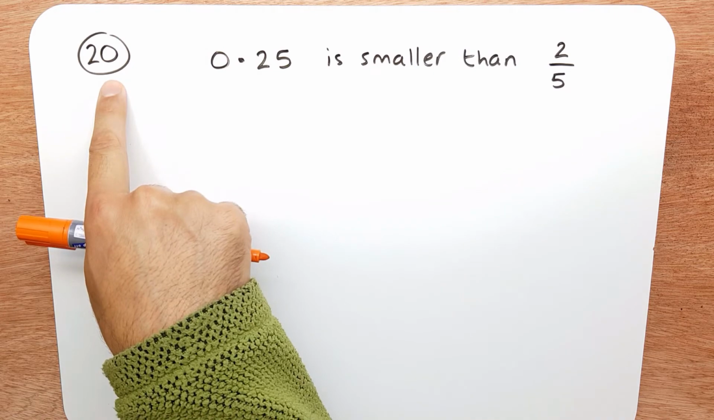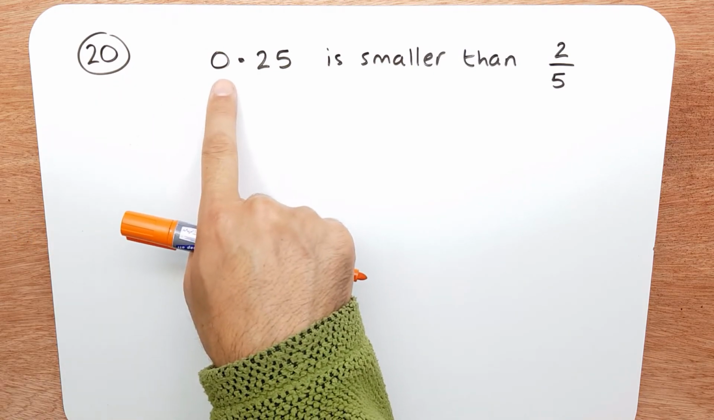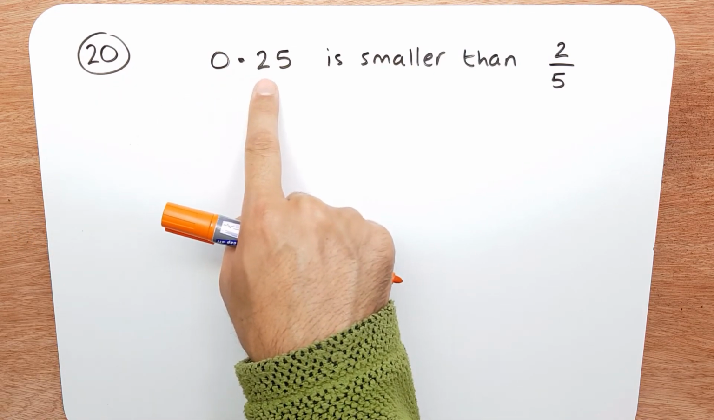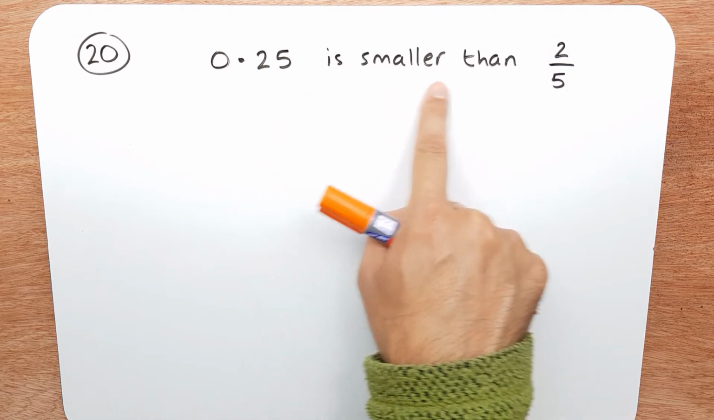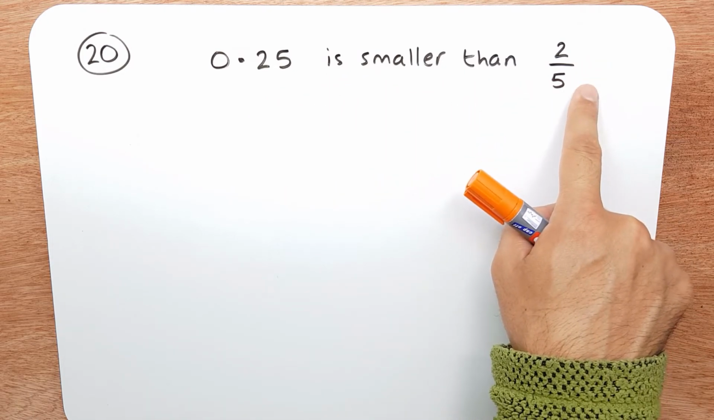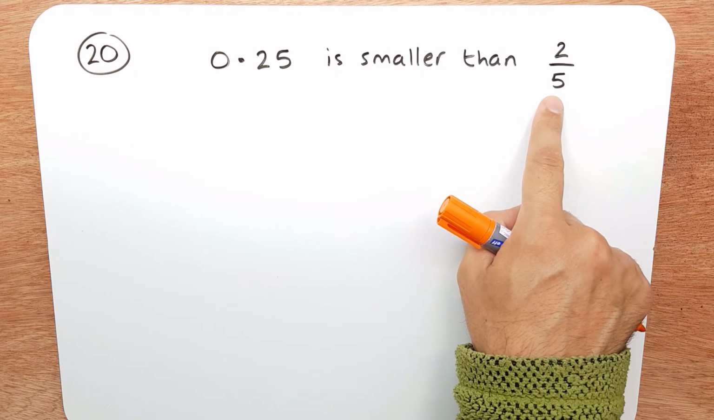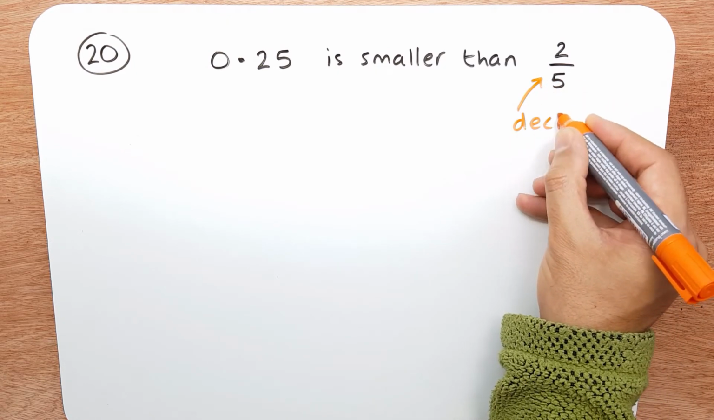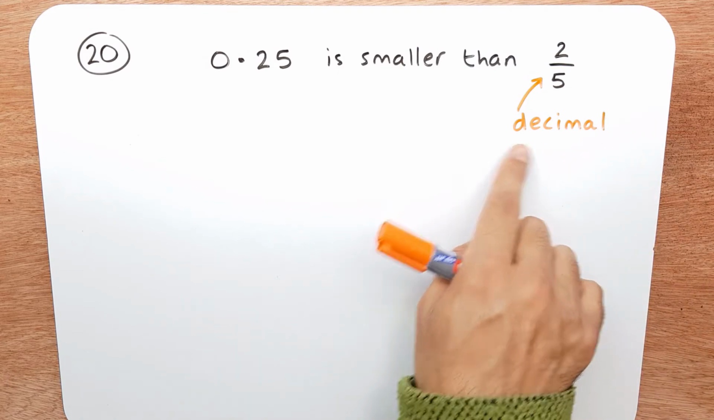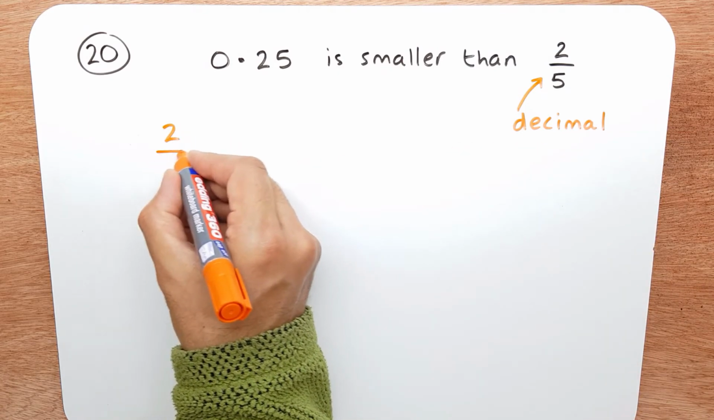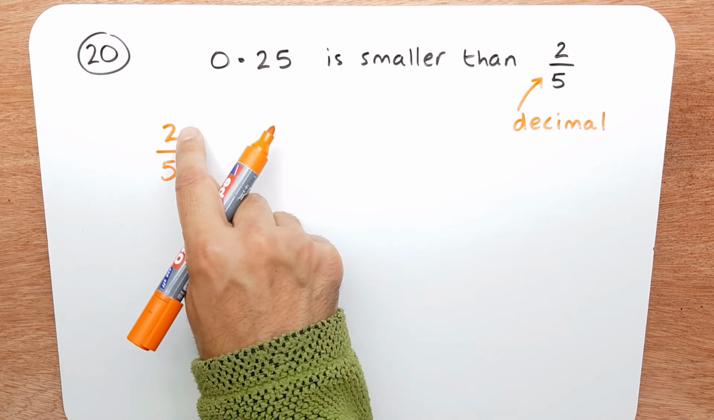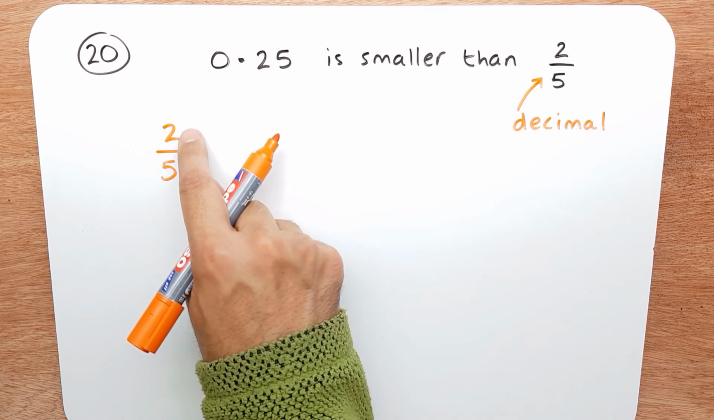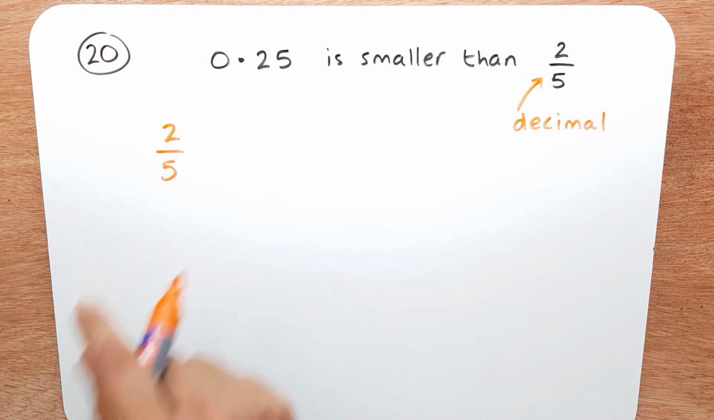In question 20, we need to find out if 0.25 is smaller than 2/5. Now one way of doing this is to turn this into a decimal. And the way I like to do it is to write it down as a fraction, 2/5. Or 2 divided by 5.